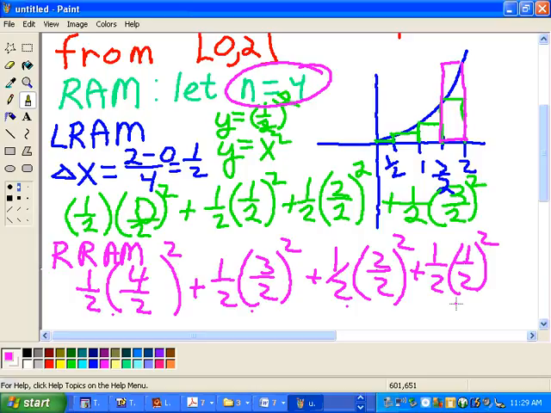So let's go ahead and put this into a calculator. Does everybody have their 89s? If you would get those out for me.